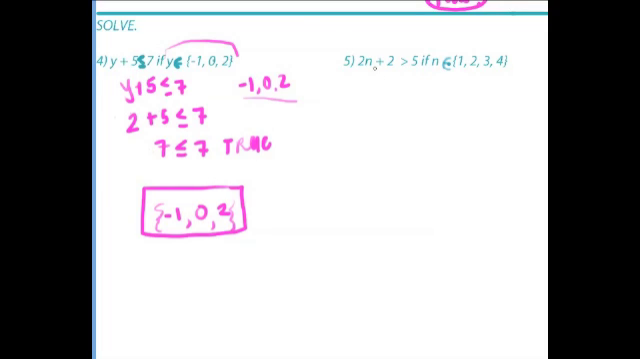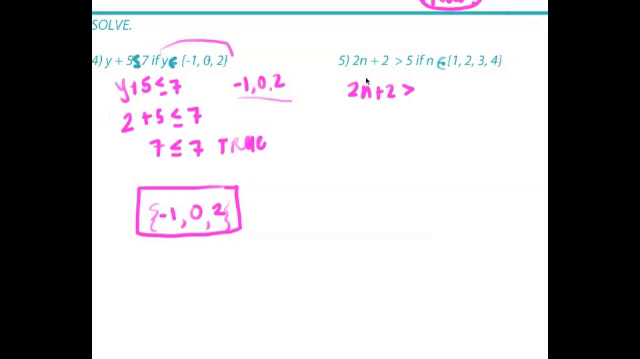All right, last one, number 5. Let's go ahead and work on this. 2n plus 2 is greater than 5. Here we go, my numbers. I have 4 this time: 1, 2, 3, 4. Same process we did last time. Let's put our little squiggly brackets at the end so that if they work out, we can put them in there directly. Let's start with 1.